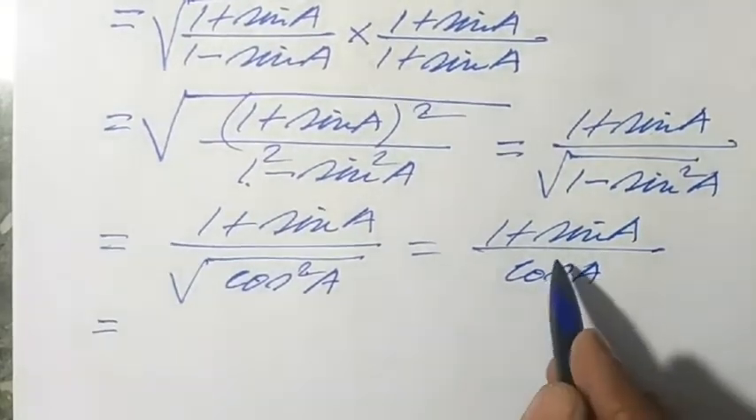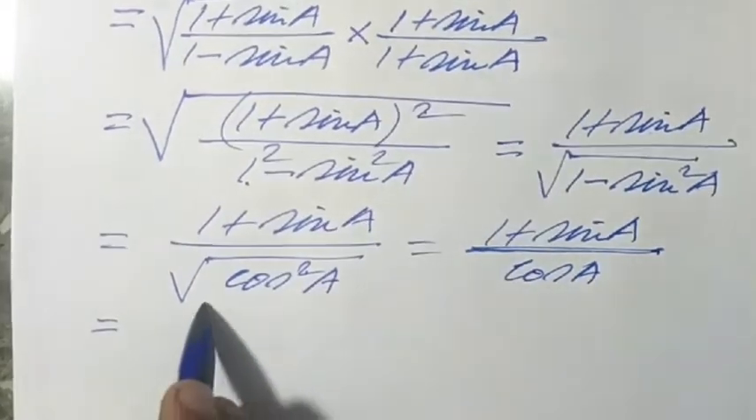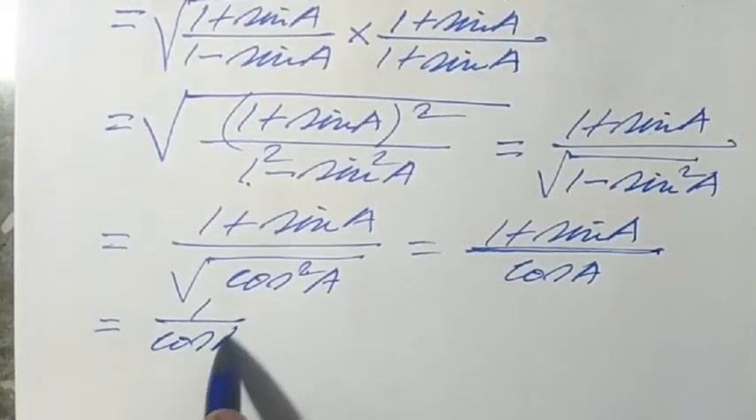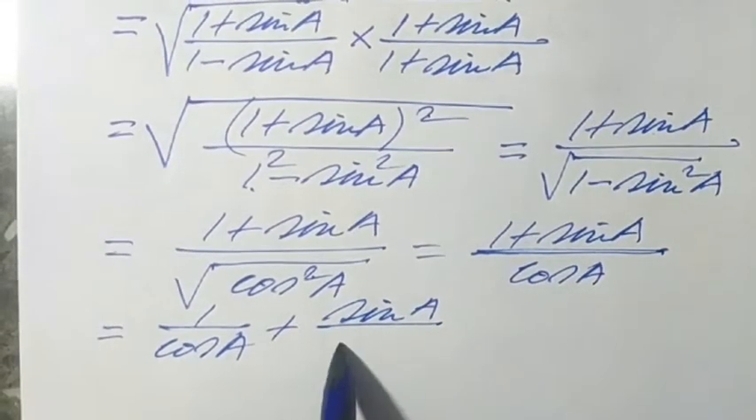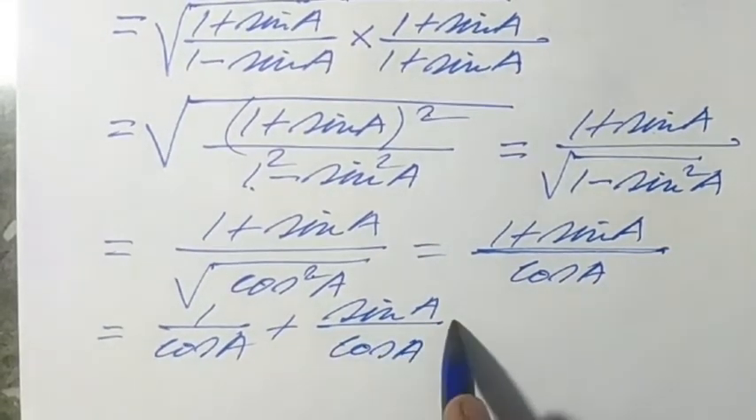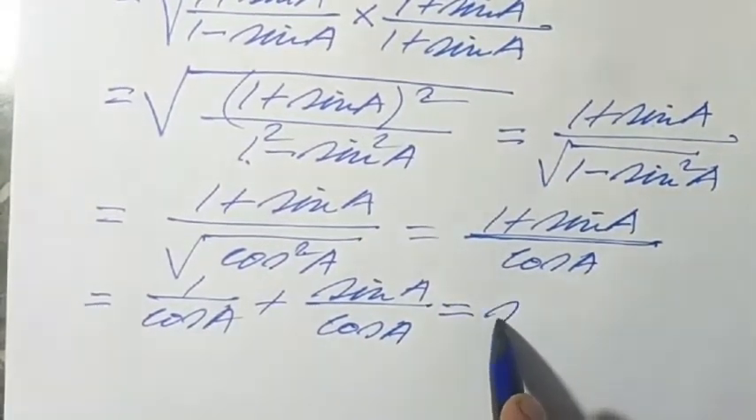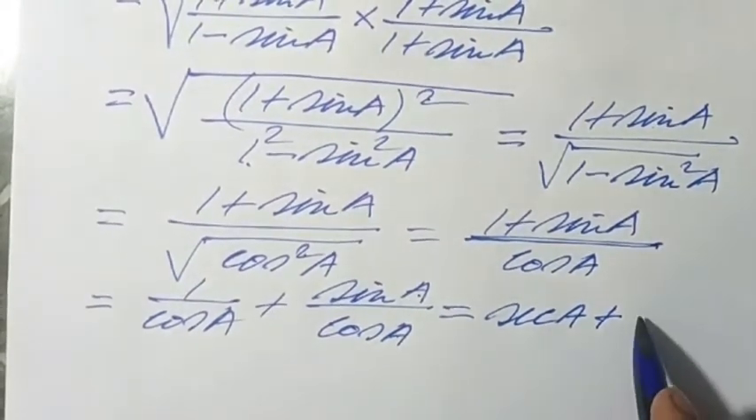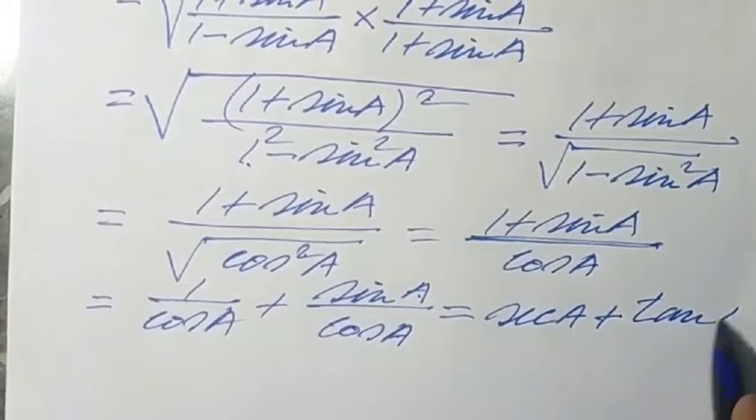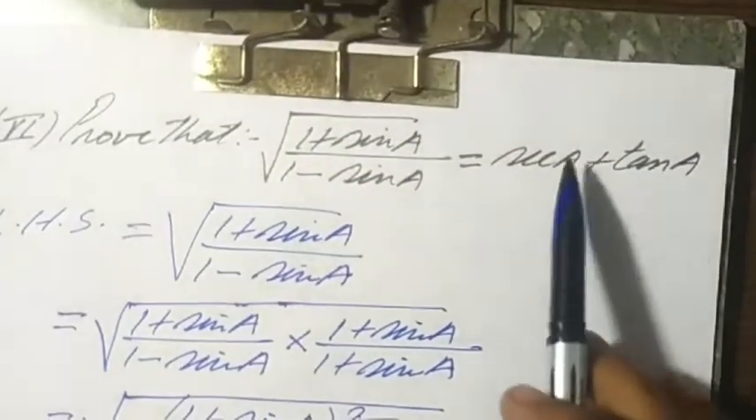Now since the cos A is the common denominator of both the terms, so we may split expression into 1 upon cos A plus sine A upon cos A. As we know well, the reciprocal of cos is sec, so 1 upon cos A may be written as sec A, and sine A upon cos A is equal to tan A, so we have sec A plus tan A, which is exactly equal to the right hand side of the expression to be proved.